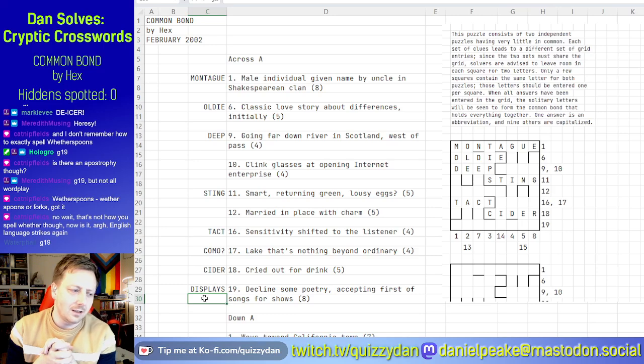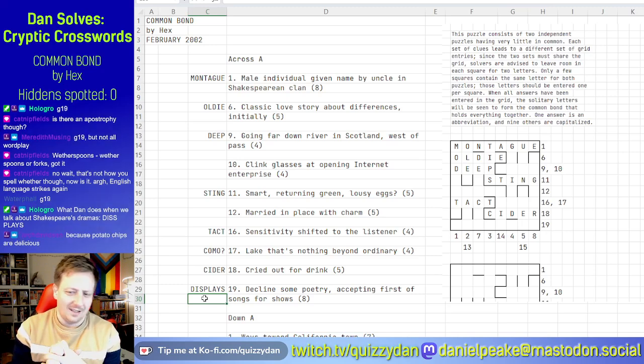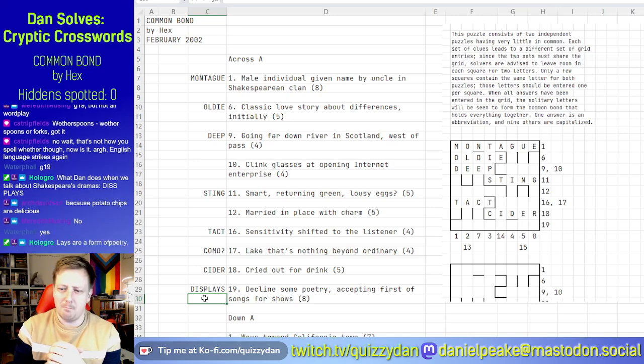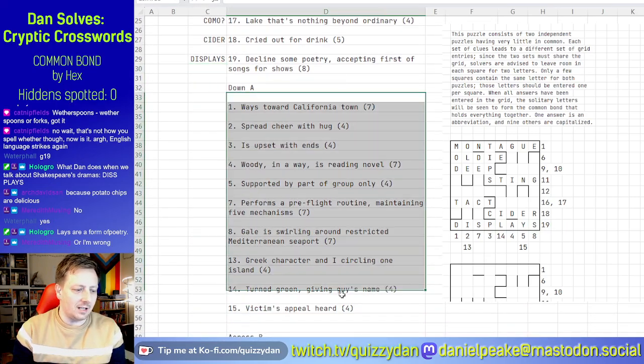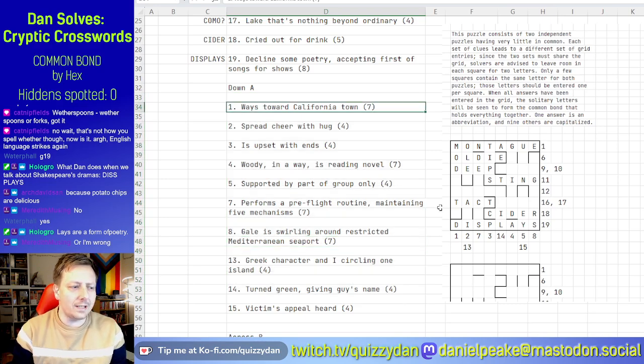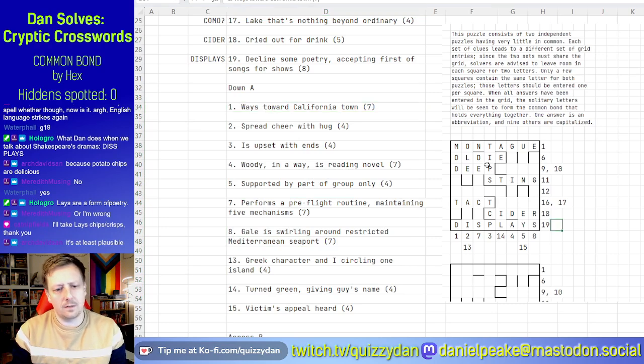Do we like displays? Some poetry lays. Oh, like lay verse. Okay, so displays is therefore correct. There we go. Let's go to the Downs in A. Ways toward California town. Ways towards California town.